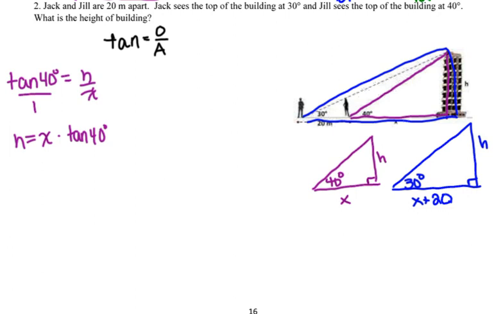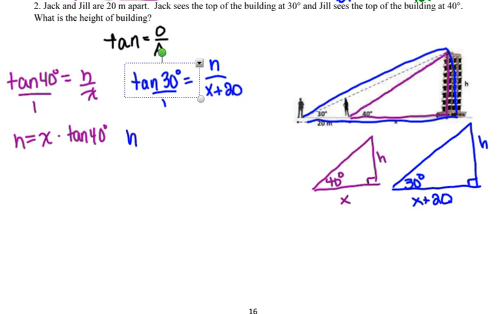In the blue triangle, same idea. I'm going to go ahead and set up that ratio. Tangent of 30 degrees is equal to the opposite leg, so h, over the adjacent leg, x plus 20. And again, I'm going to go ahead and cross multiply. h is equal to tangent of 30 times, and I want to multiply by that whole leg. That whole leg is x plus 20. So it's important that I wrap parentheses around that to indicate that I'm multiplying by the length of that whole leg.